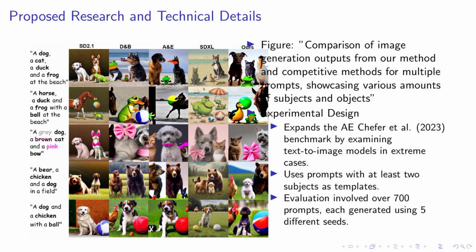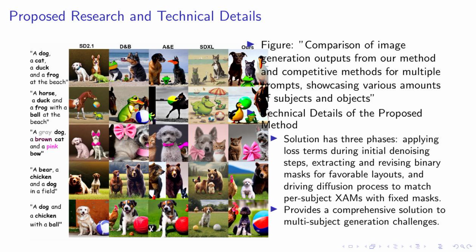In the figure, you can see how our method performs in comparison to others, highlighting its ability to handle complex prompts with multiple subjects. This is a key aspect of our research, and we believe it significantly advances the field of text-image generation. On this slide, we have a compelling visual comparison of image generation outputs from our method and other competitive methods. This comparison showcases the generation of multiple subjects and objects from various prompts.